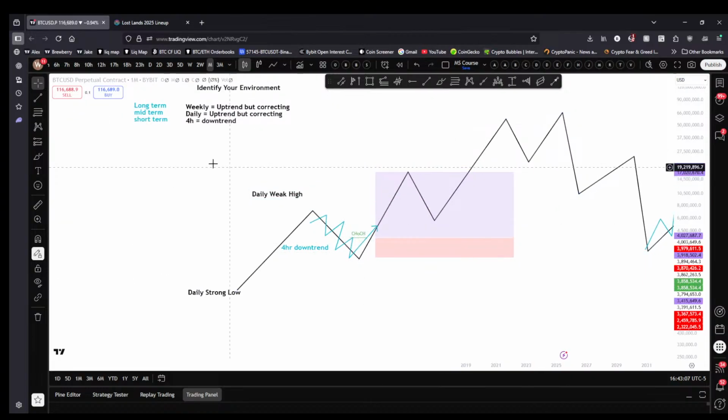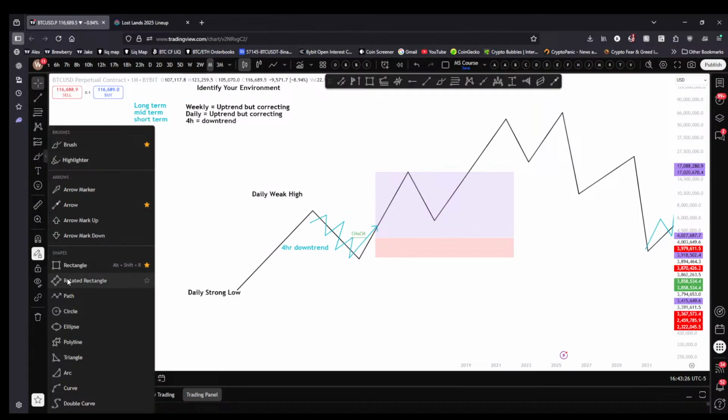So this would be your entry condition when you identify your environment. You look at your long term, your weeklies in an uptrend but correcting, your midterm, your dailies in an uptrend but correcting. You're looking to get in on your entry time frames, change of character. How does this translate down to the 15-minute and the 5-minute charts? Well, it's the exact same thing, right?